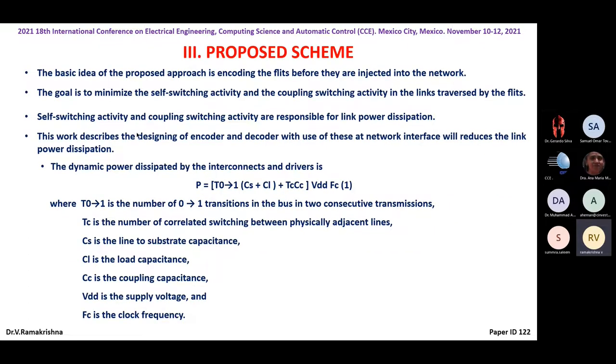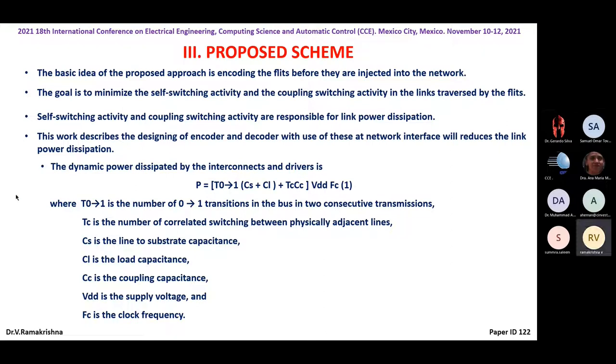Coming to the proposed scheme, the main basic idea of the proposed approach is encoding the flits before they are injected into the network, because a lot of power is wasted during transmitting this data, sending it from the processing element to the router. So the goal is to minimize the self-switching activity and the coupling activity in the link traversed by the flits. That is our main goal.